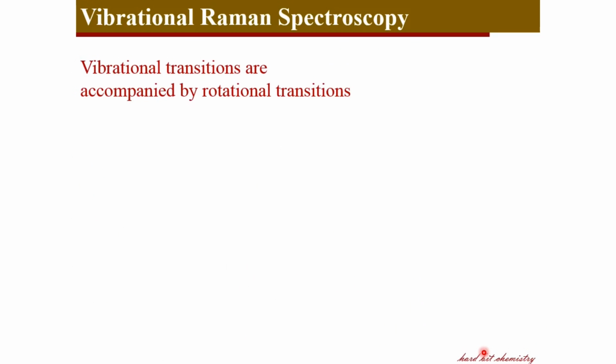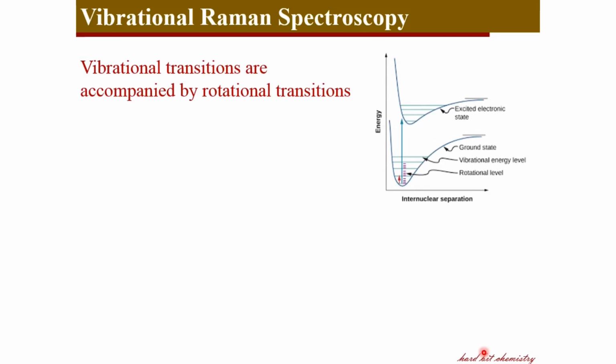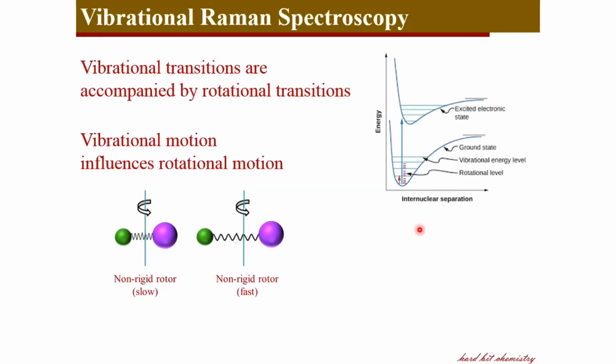The vibrational Raman spectrum is complicated by additional factors, such as vibrational transitions being accompanied by rotational transitions, because we know that within each vibrational level there are several rotational levels. So when the molecule excites from one vibrational level to the next vibrational level, it can involve rotational transitions too. And the other complication is that vibrational motions influence the rotational motion. That is, the bond length and the rotational constant are affected during vibrational motion. Already we know that vibrational motion and rotational motion do not follow our standardized assumptions of rigid rotor or harmonic oscillator. So all those factors bring in higher and higher degree of complexity in vibrational Raman spectra.